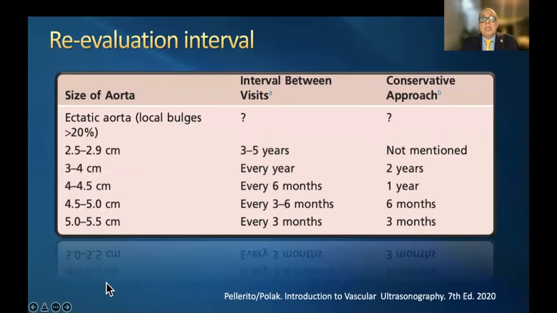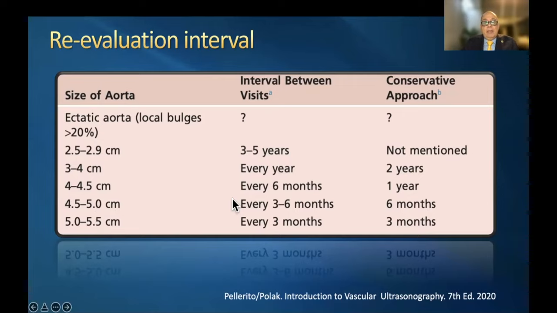If we have an aneurysm, if we have a previous evaluation, sometimes we have to make re-evaluations. And this is the interval recommended for the size of the abnormality of the aorta. Here, 2.5 to 2.9, the recommendation is to perform another test between 3 to 5 years. 3 to 4 centimeters, yearly. Every year we need to do it, not more than 2 years.